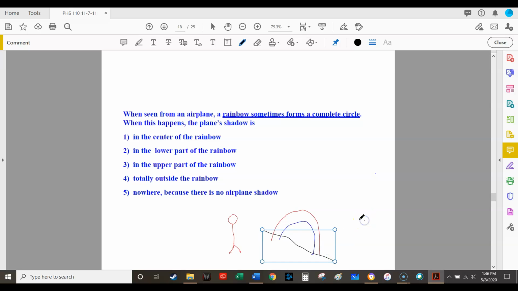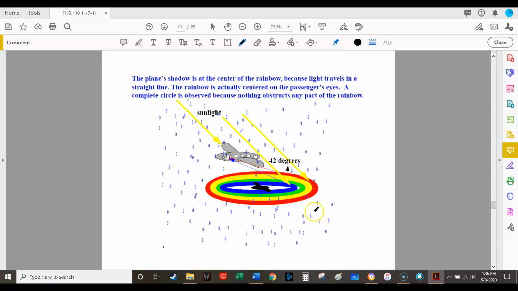Well, we had talked about that your shadow should be at the center of this rainbow, right? And then it gets elongated from your body, right? And we also talked about how the sun has to be right behind you. Well, if this gets shifted now, now you're flying above the clouds and it's raining. The clouds are right here.